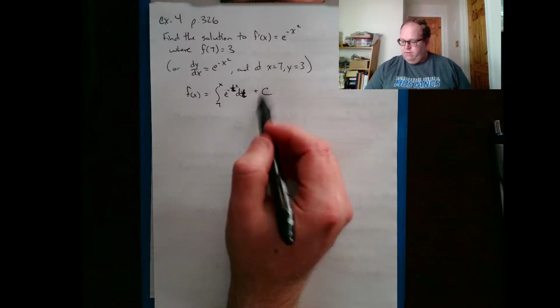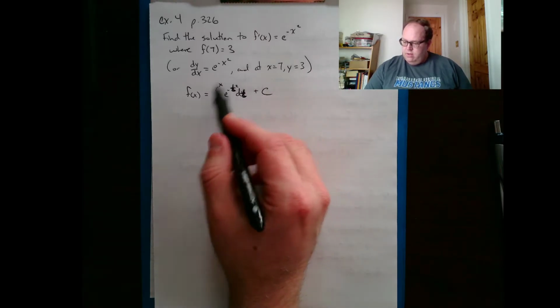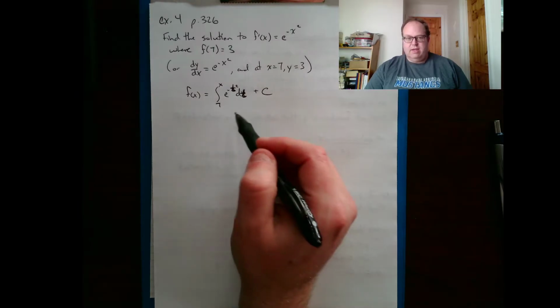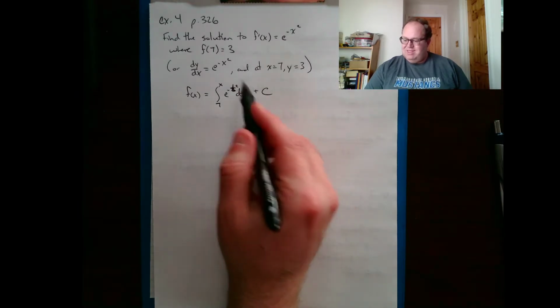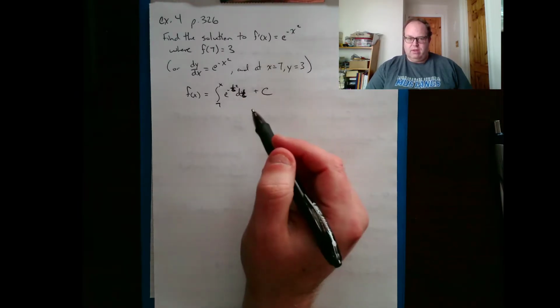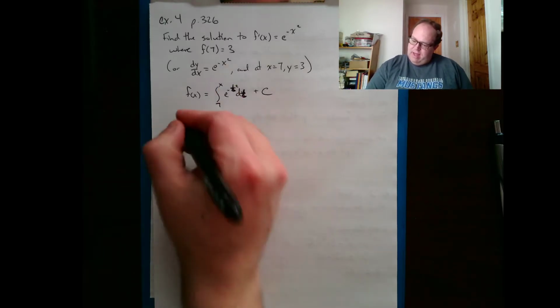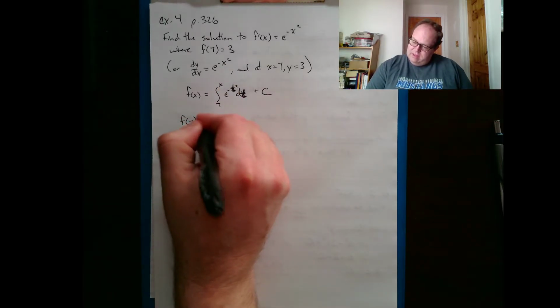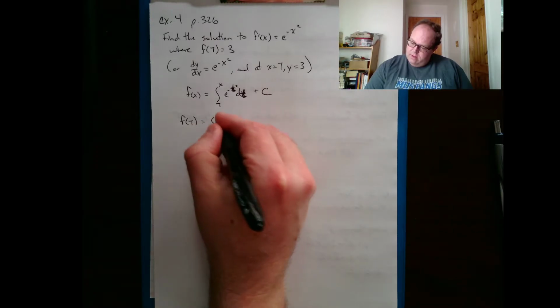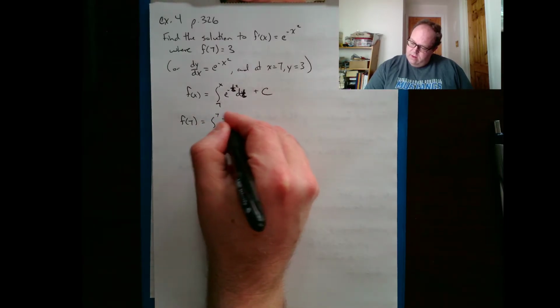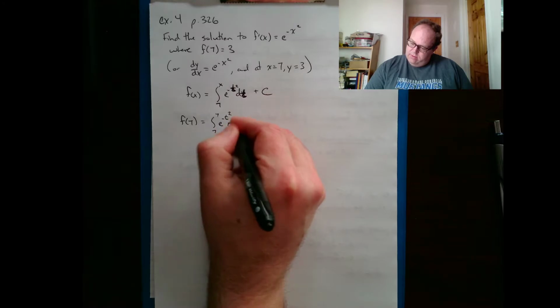So I know the derivative of the constant is going to be 0. The derivative of this thing is just going to be e to the negative x squared. So this satisfies this differential equation. Now with the specific case, at 7, this is now my integral.